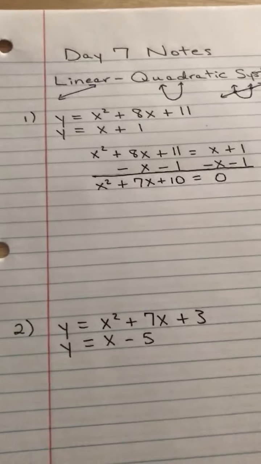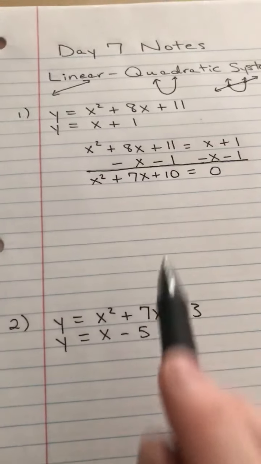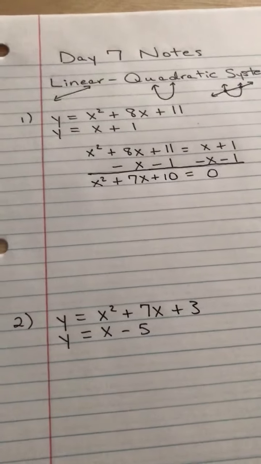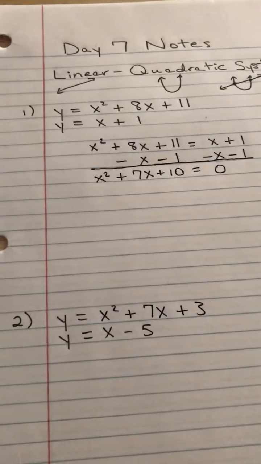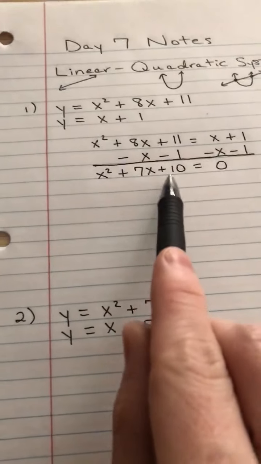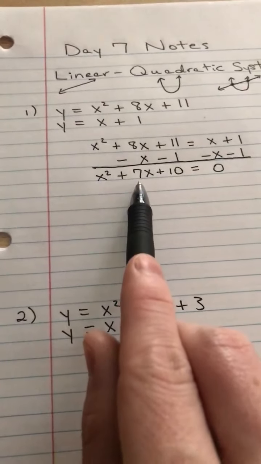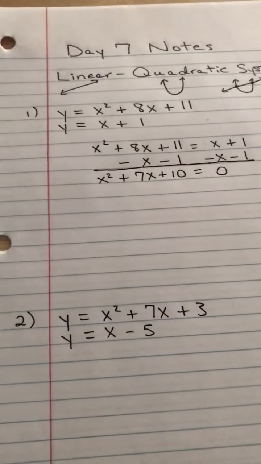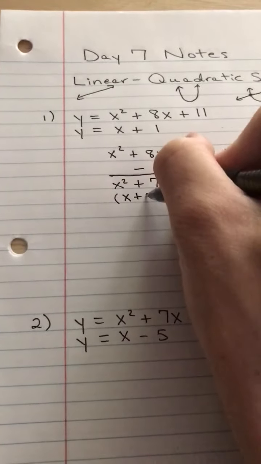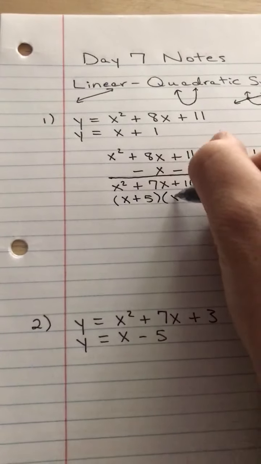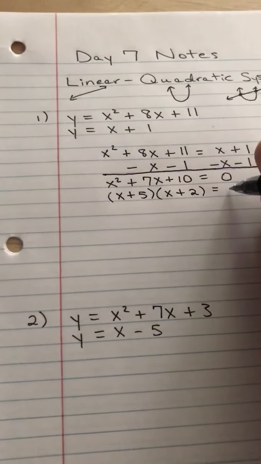Okay, so now at this point, I have everything on the left side and nothing on the right side. So what I'm going to do now is factor the left side. Notice that the left side can always be factored in these questions that I give you. What I'm trying to do is find two numbers that multiply to 10 but at the same time add up to 7. And I know those two numbers are going to be 5 and 2. So we're going to break this down into x plus 5 and x plus 2. And the right side is still equal to 0.